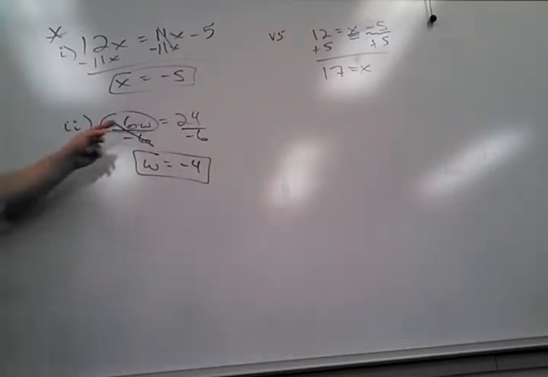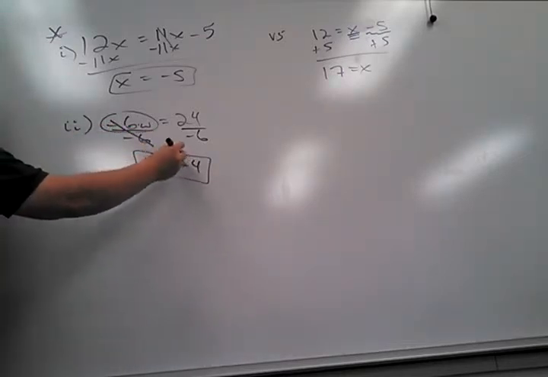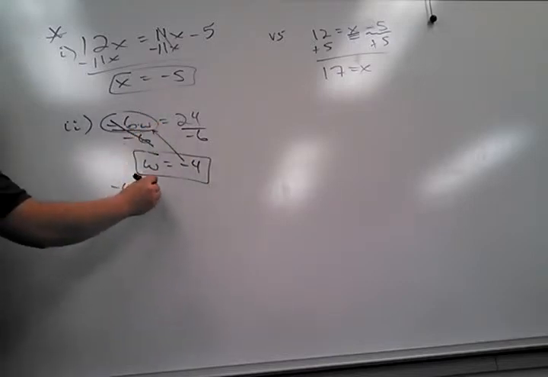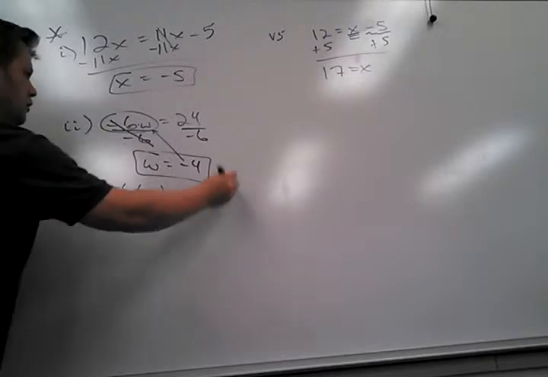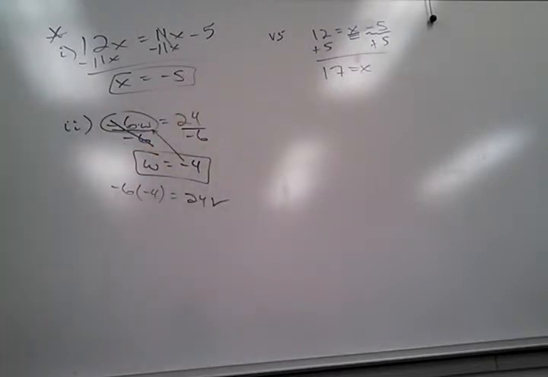Yeah, and if you want to check it, you throw in the negative 4. Negative 6 times negative 4 is 24. Positive 24. Check. It works. Is that cool? Okay. Awesome. I like it. Not a word you hear too often, but I like it when it comes up. Okay.